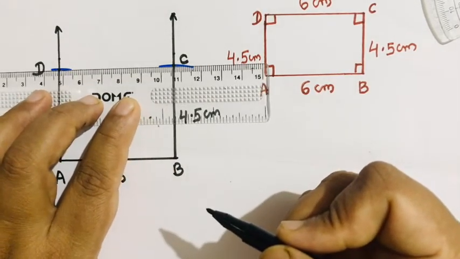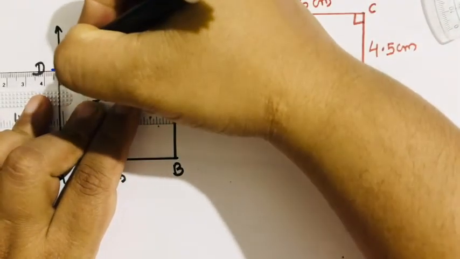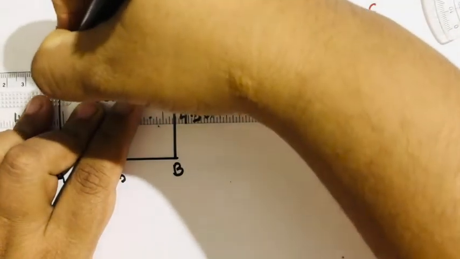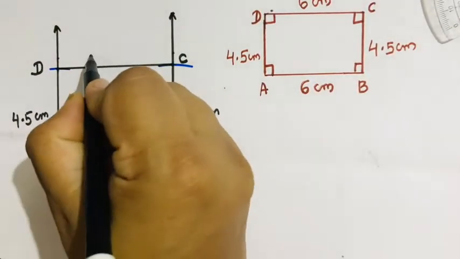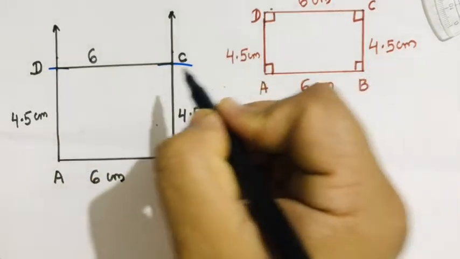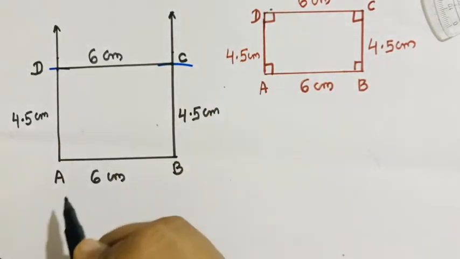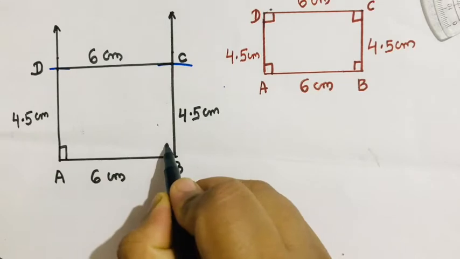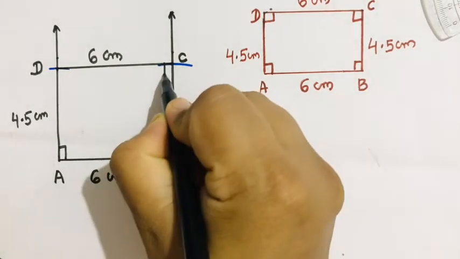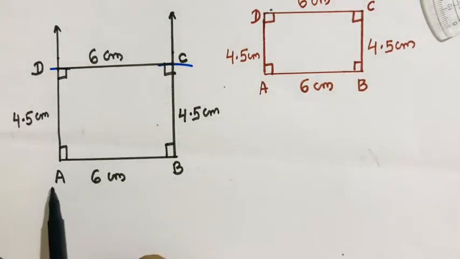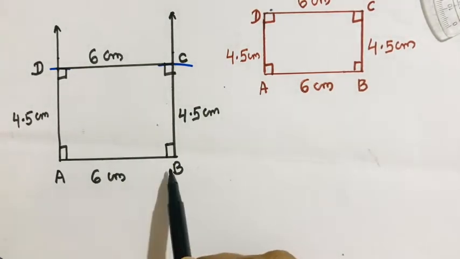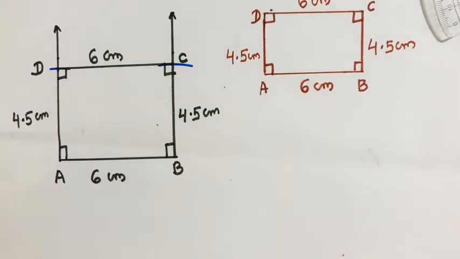Now to get a rectangle, you need to join points D and C. Draw segment DC, and this DC distance is also 6 cm. Angle A is 90 degrees, angle B is 90, angle C is 90 and angle D is 90 degrees. This is your required rectangle ABCD. Now I will show question number 2.